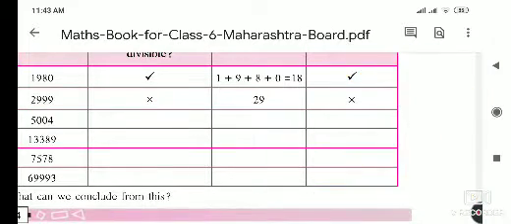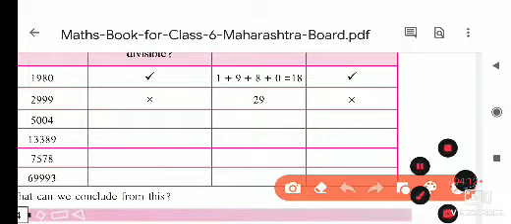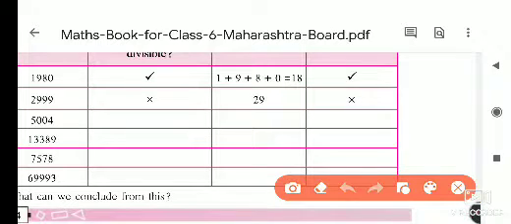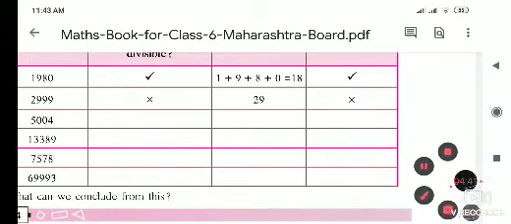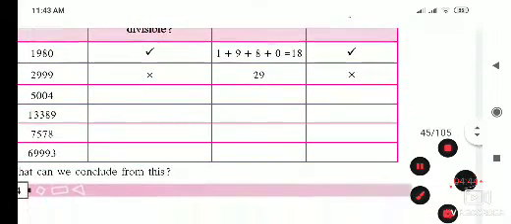After this we do the sum of digits of 2999. If you add 2 plus 9 plus 9 plus 9, you get 29. If you check the table of 9: 9 ones are 9, 9 twos are 18, 9 threes are 27, 9 fours are 36. So 29 is not present in the table of 9, and that's why you give the cross mark, since 29 is not divisible by 9. Okay, now the next number.